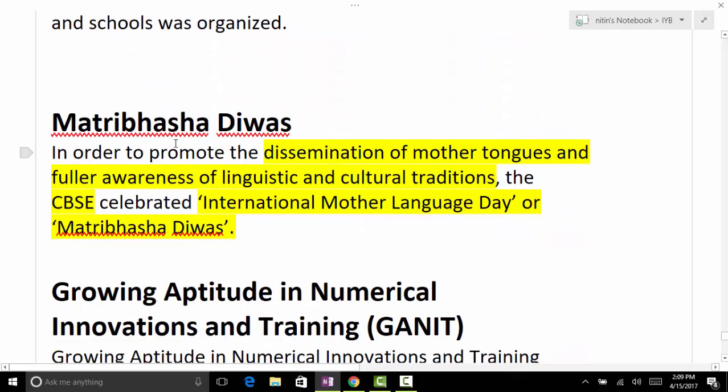Now this is for our indigenous language, our local mother language, Maitri Bhasha Divas. Maitri Bhasha, your mother tongue. So dissemination of mother tongues and fuller awareness of linguistic and cultural tradition. So CBSE celebrates this International Mother Language Day or Maitri Bhasha Divas.